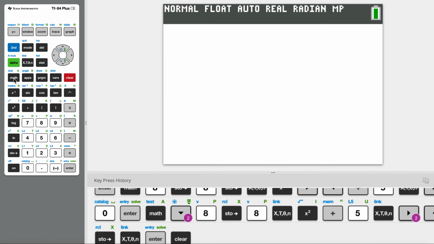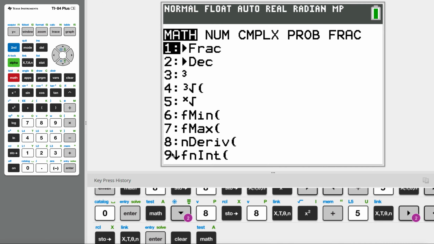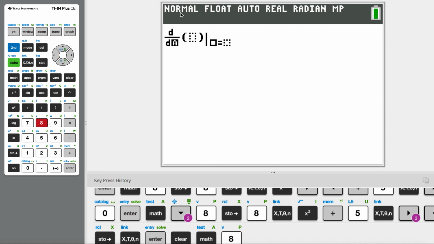So the steps are pretty easy. You have to go to Math, and you see number 8 is nDeriv, the derivative. So just click number 8, and now you are in a differentiation equation. In this case, you can input different numbers depending on your equation here.